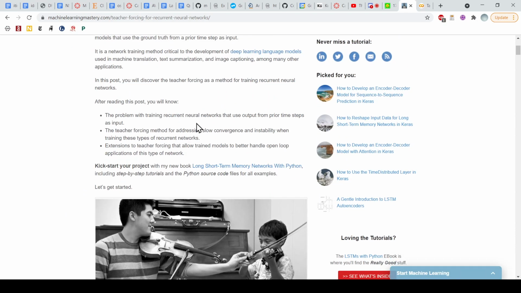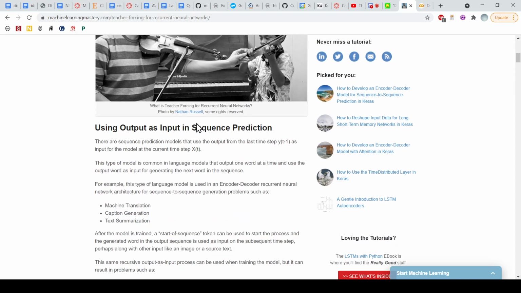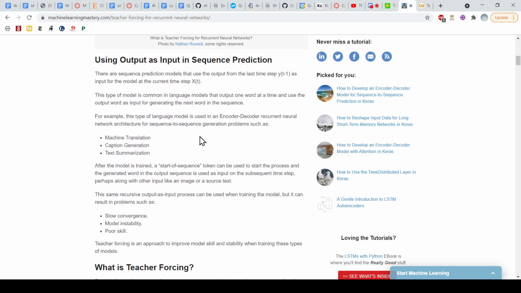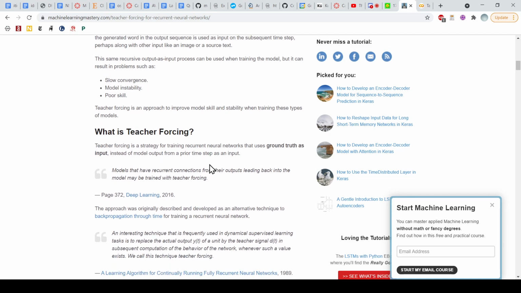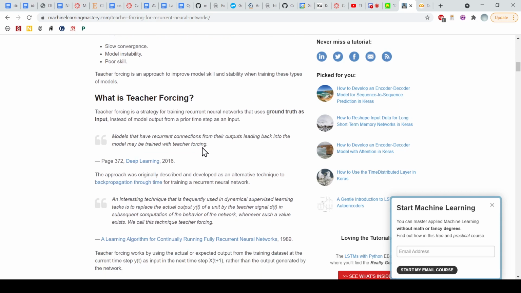So, we've got an article on this. Using output as input in sequence prediction. What is teacher forcing? Teacher forcing is a strategy that uses the ground truth as input. Oh, they use this in next frame prediction, from my understanding.